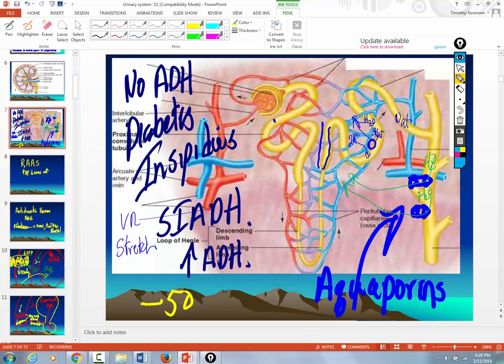ANP inhibits the sodium potassium pump in the distal convoluted tubules. If you inhibit the sodium potassium pump in the distal convoluted tubules, what don't you pump back into the blood? Sodium. And if you don't pump the sodium back in, what doesn't follow? Water. So what happens to the amount of urine that you produce? Decreases. No, it increases because you're not reabsorbing it back into the blood. You're not reabsorbing it back into the blood, so urine output increases.